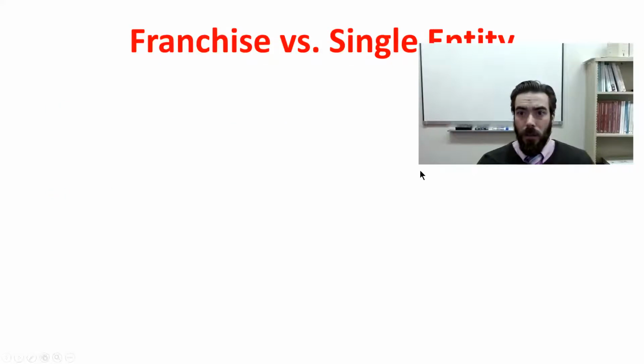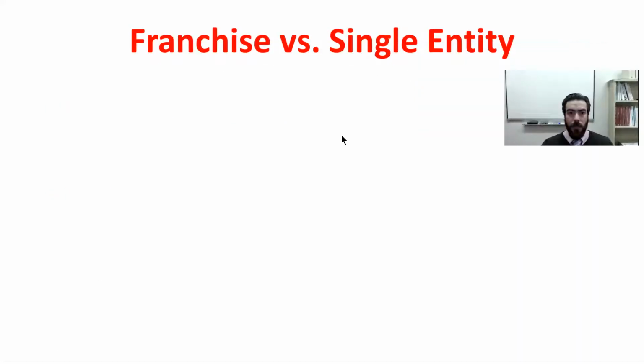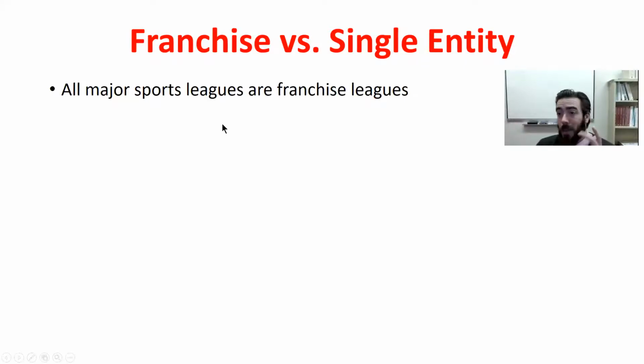We can also think about some other types of leagues, which would be franchise versus entity. So franchise leagues are primarily how we think about all the major sports, like NFL, MLB, and NBA, NHL.